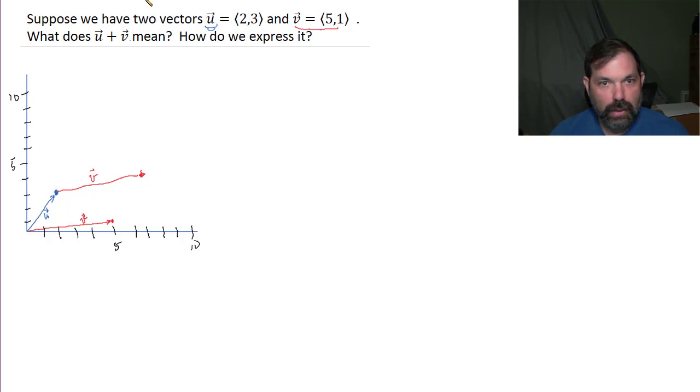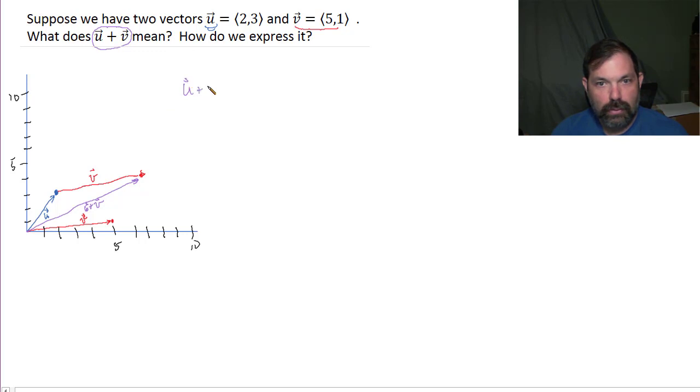And so then u plus v in purple is this vector. There's the u vector plus the v vector, which I've drawn in purple. And notice that u plus v, if I've drawn this reasonably well, appears to be the vector 7, 1, which is simply the sum of the a components plus the sum of the b components.